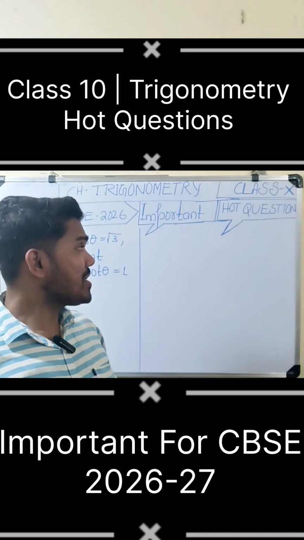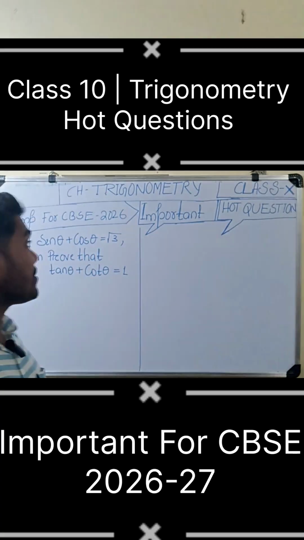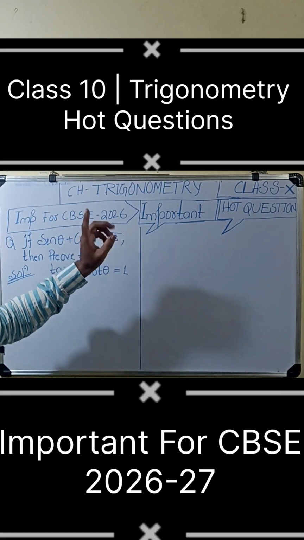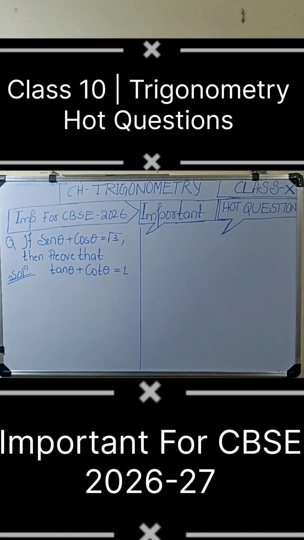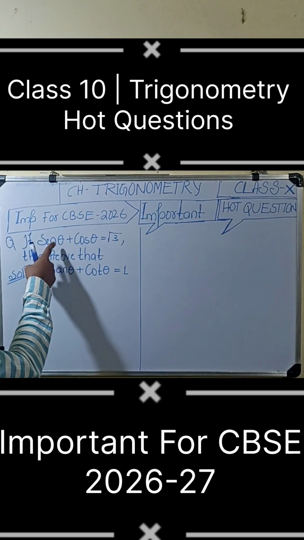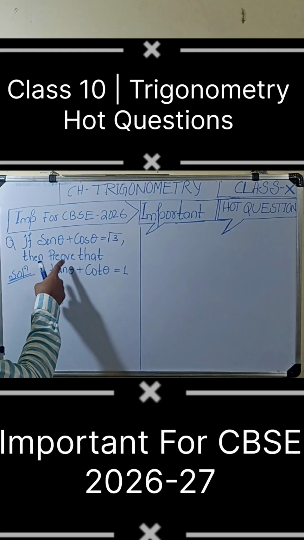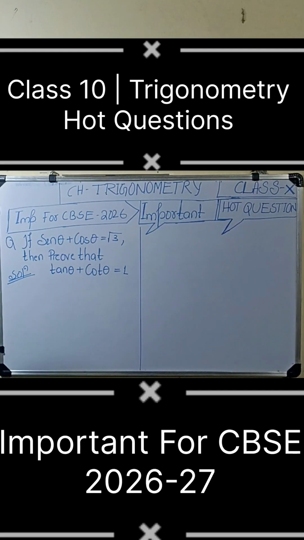Today I have brought for you one of the hottest questions from the trigonometry chapter, which is very important for CBSE 2026. So let's see what the question is. The question is, students: if sin theta plus cos theta is equal to root 3, then prove that tan theta plus cot theta is equal to 1.